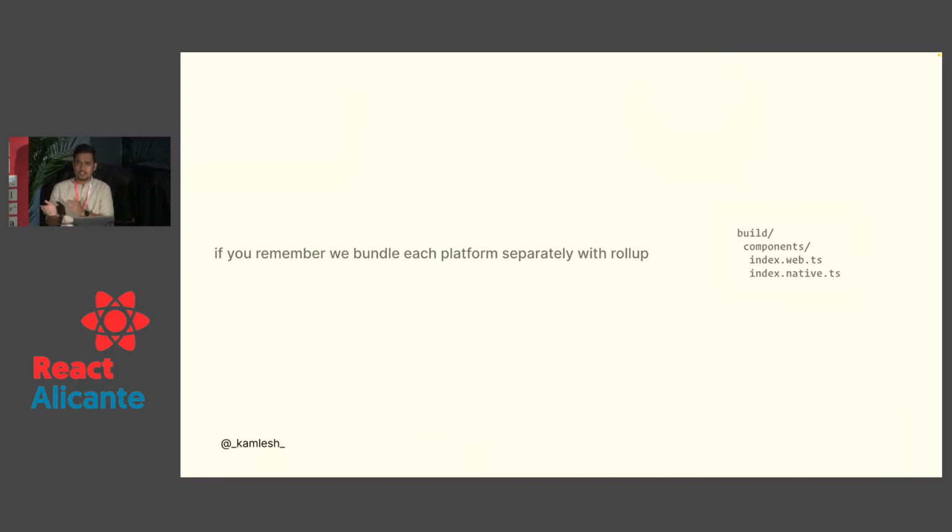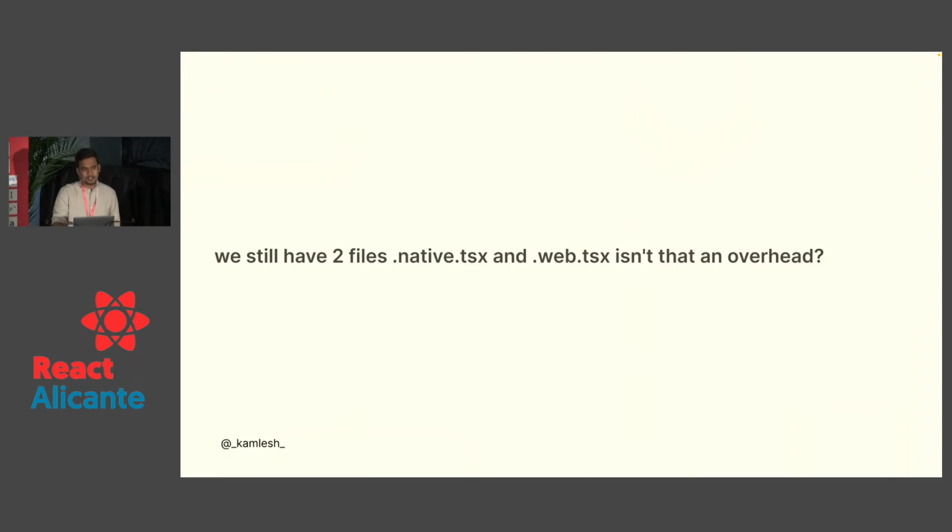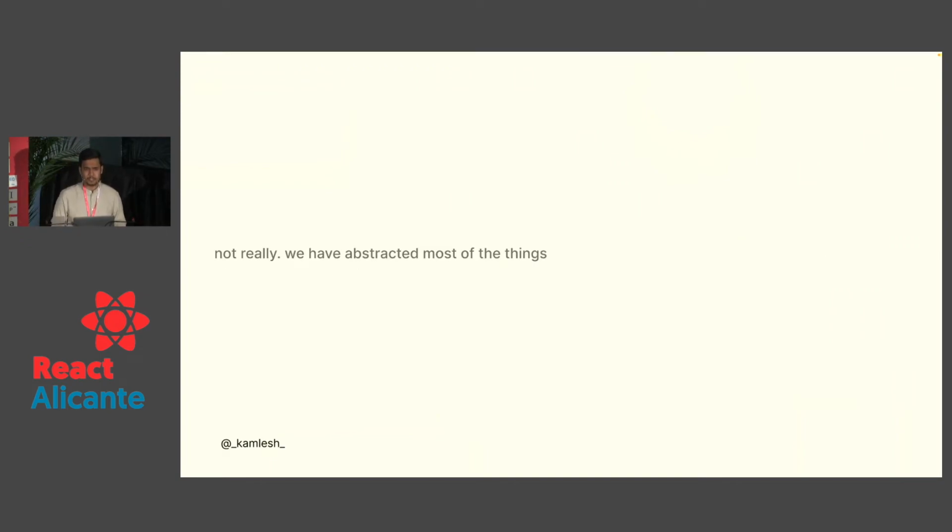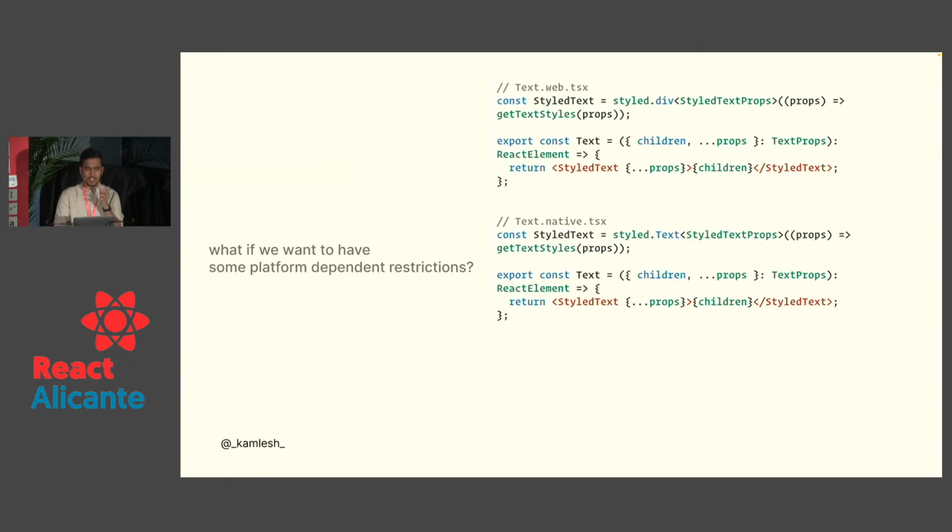As a design system developer, you are writing the code that would run across platforms, but we have made our bundlers smarter so that they don't mess up things in either of the platforms. The next question, we still have .native and .web. Isn't that an overhead? Well, I would say not really, because we have abstracted most of the things that we wanted to. Another advantage that you get with having these two separate files is that you could actually add more fine-tuned checks if you want to.